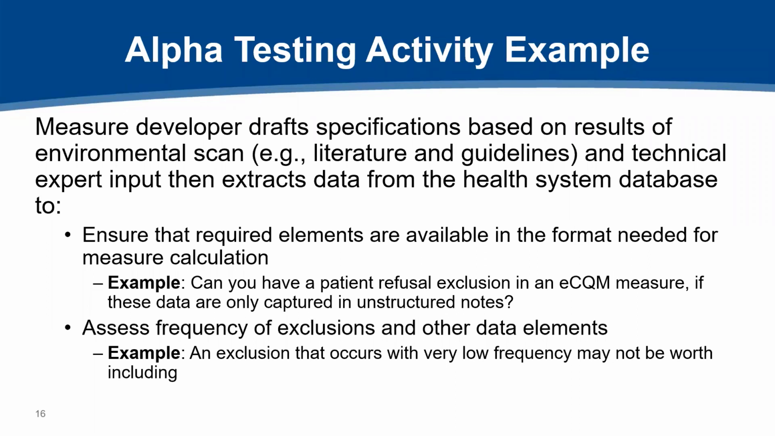You can ensure that required elements are available in the format needed for measure calculation. For example, can you actually have a patient refusal exclusion in an eCQM if these data are only captured in an unstructured note? You might also use this data pull to assess the frequency of exclusions and other critical elements. So, for example, you may decide that an exclusion that occurs with very low frequency is not worth including in the measure. And we'll talk a little bit about those sorts of trade-offs you might think about as you're developing your measure in just a few minutes. Next slide, please.